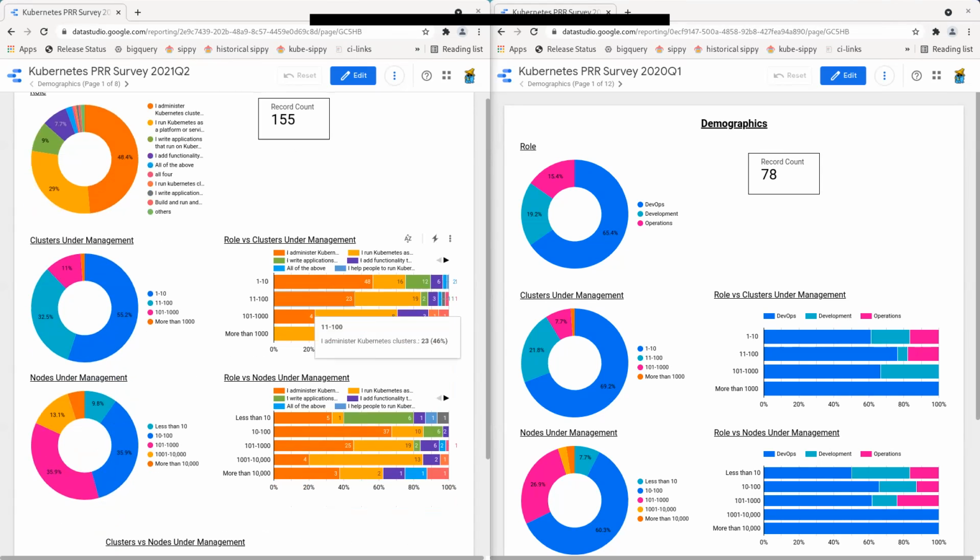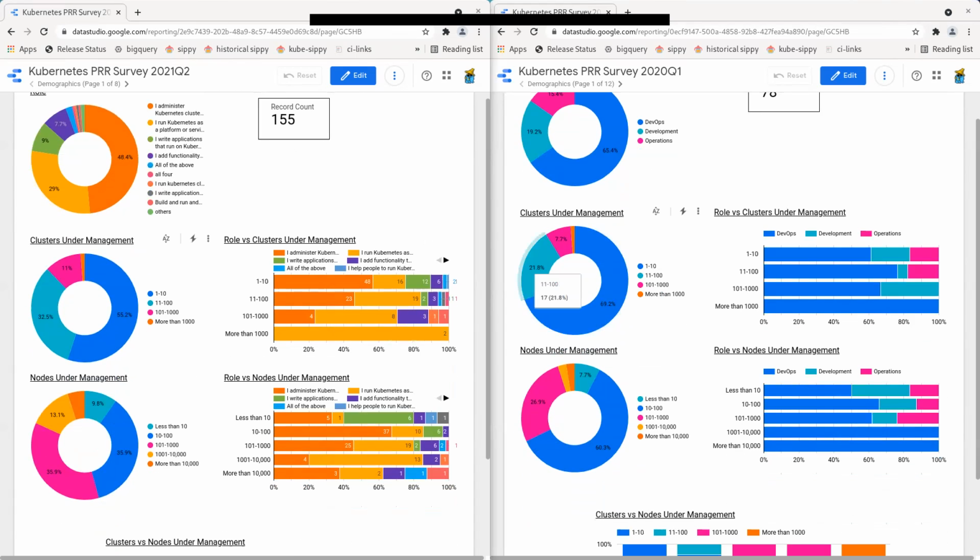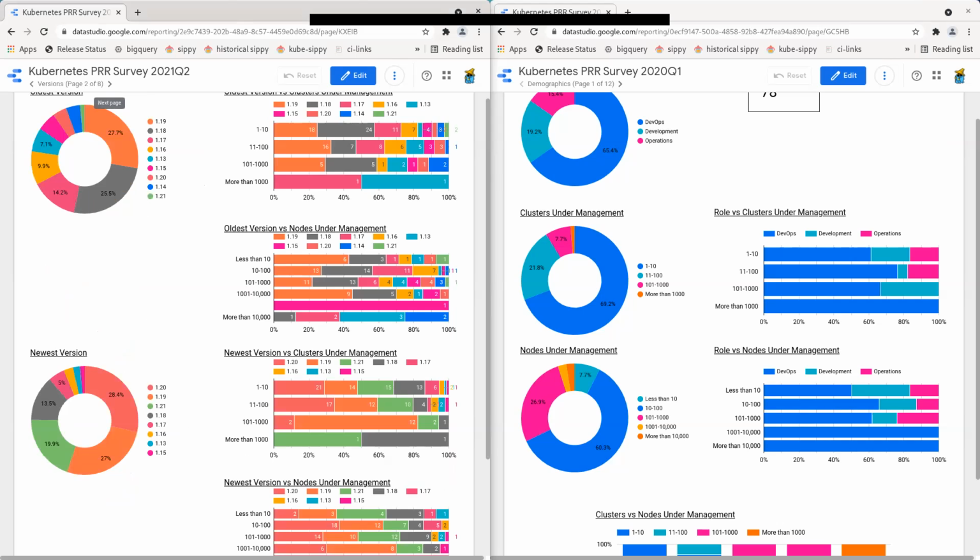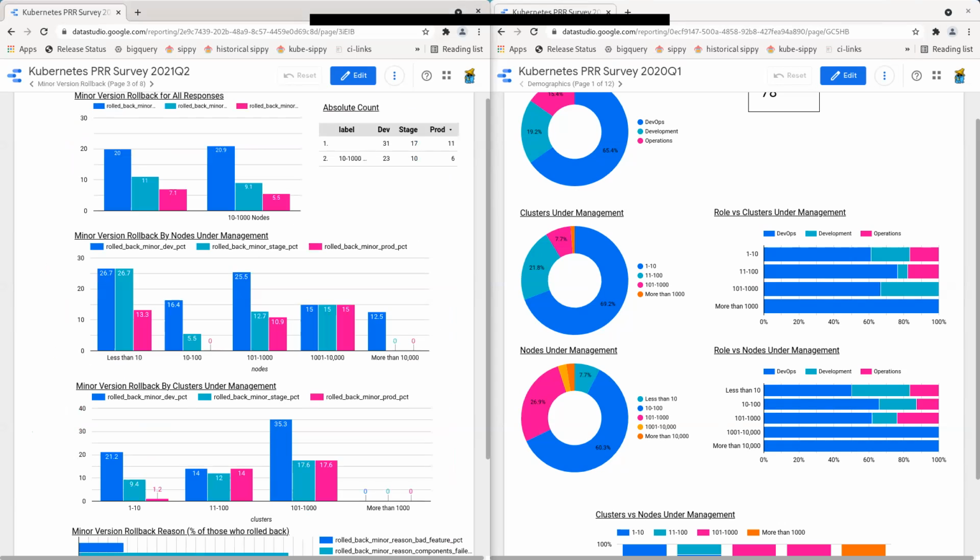The other thing that we saw is that the number of clusters under management has gone up significantly. You can see we got a much bigger chunk in the 11 to 100 and also growth in the 100 to 1,000 ranges, which is good. More clusters available, that's good for us. There are a lot of pages here that go into how our versions are split and whether people are using old versions or new versions. You can dig into that later if you want.